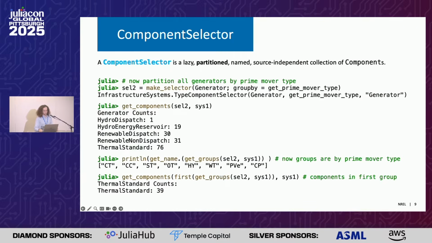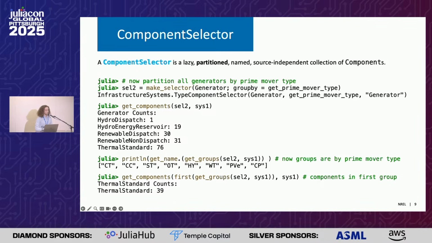But that's configurable. Now we're going to make a selector from all the generators, but this time we're not going to group individually. We're going to specify this partition function, get prime mover type. This is a PowerSystems function that can be applied to a generator to return its prime mover. If we just call get components, it's that same iterator again. But if we call get groups, you can see that they're separated into various types of natural gas generation. We've got some hydroelectric generation in there, some wind, some PV, that kind of thing.